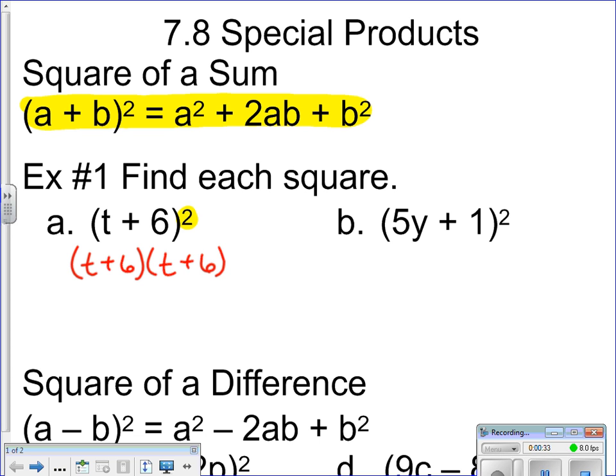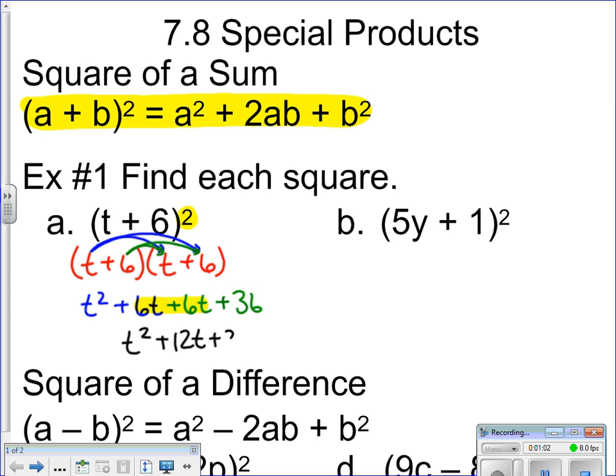So feel free to use the formula. If not, just multiply this out using the distributive property or FOIL. T times t, t squared. T times 6, 6t. 6 times t, another 6t. And 6 times 6 is 36. Combine the like terms in the middle. T squared plus 12t plus 36. And that's the answer.